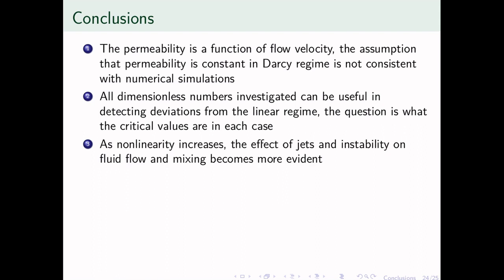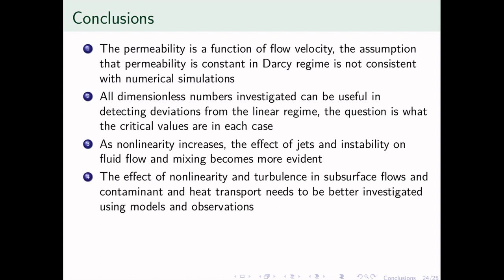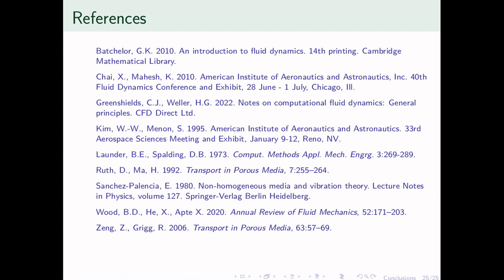As nonlinearity increases, the effect of jets and instability on fluid flow and mixing becomes more evident. The effect of nonlinearity and turbulence in subsurface flows and contaminant and heat transport needs to be better investigated using models and observations. This is especially so for what's called real porous media, which are very complex and much more complex than simulated porous media. These are some of the references I used for this study.